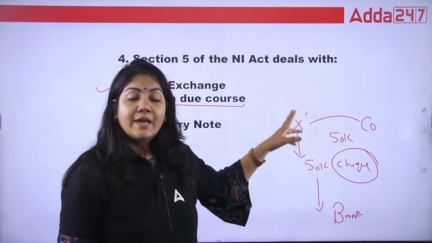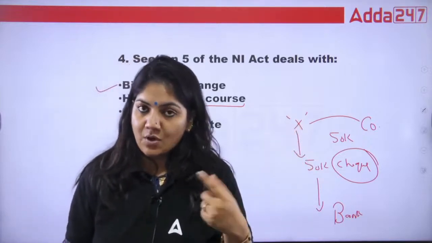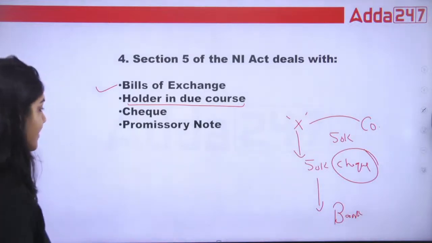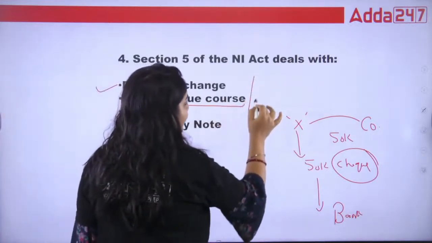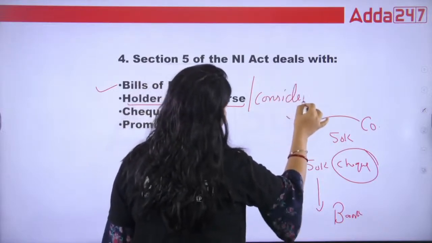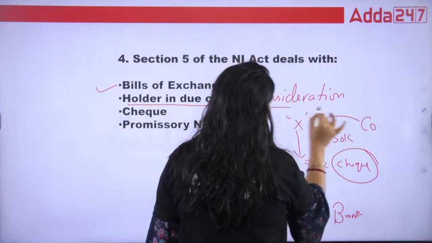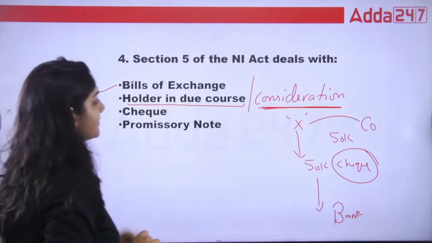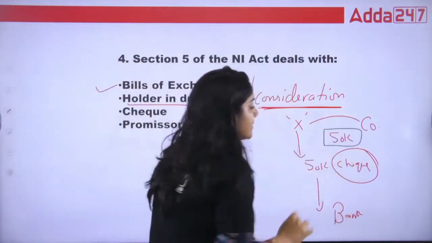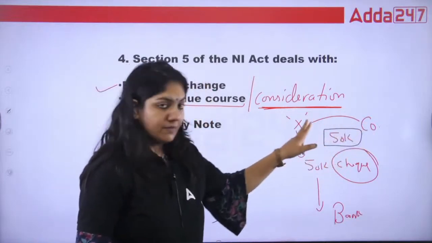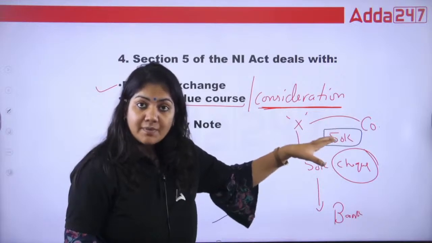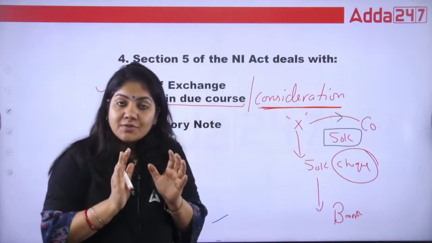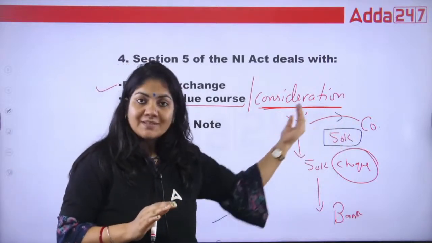In that case, does X have a right to file a case against the company? Say yes or no. X has a right to file a case against the company because of holder in due course, and I always give you a hint, that is consideration. So guys, in this case, as you can easily see, 50,000 is the consideration which the company has to give, and X is working in the company. So X is already giving services to the company, so there is consideration from both sides.